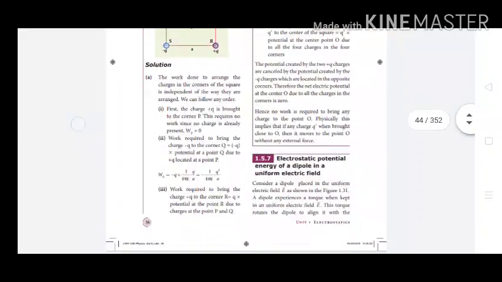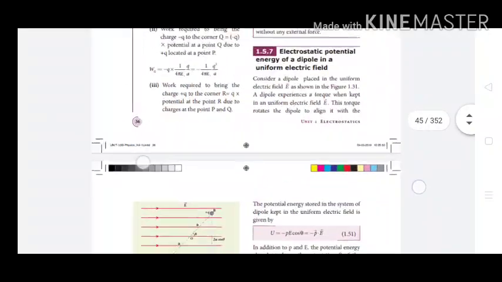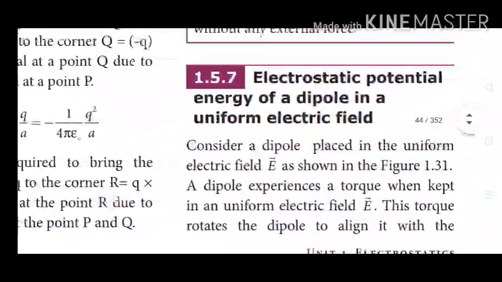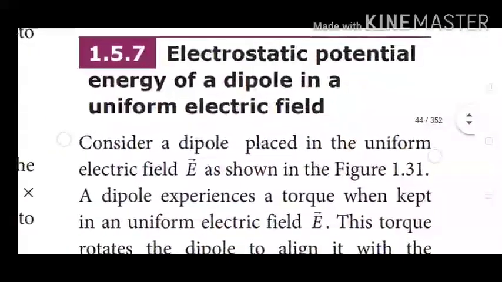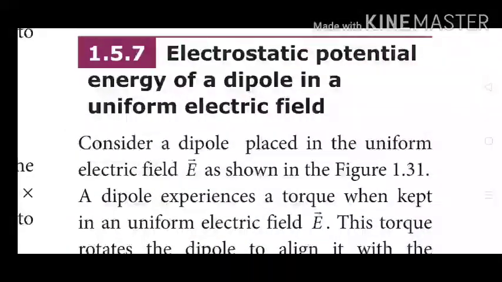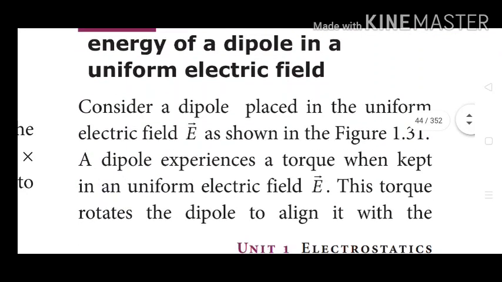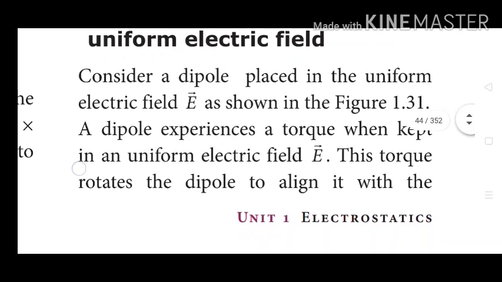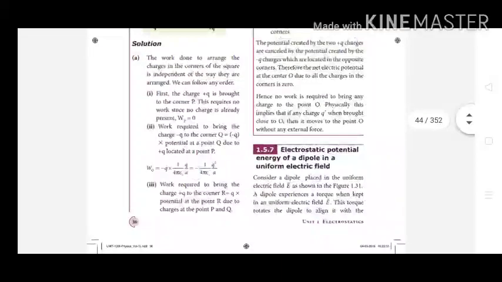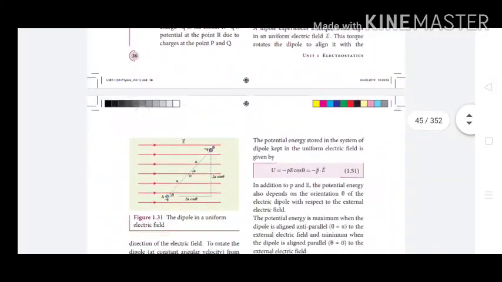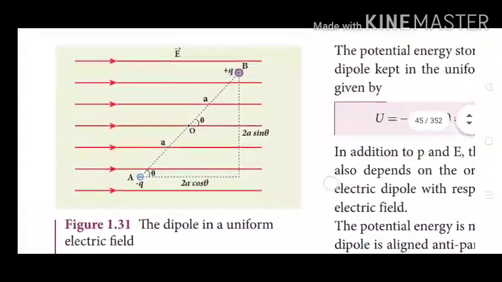Next topic of the day is electrostatic potential energy of a dipole in a uniform electric field. It's an important topic, children. A 3 mark and a 1 mark problem is surely asked from this topic. Consider a dipole placed in a uniform electric field E, as shown in the figure. A dipole experiences a torque when kept in a uniform electric field E vector. So the torque, children, see the diagram.